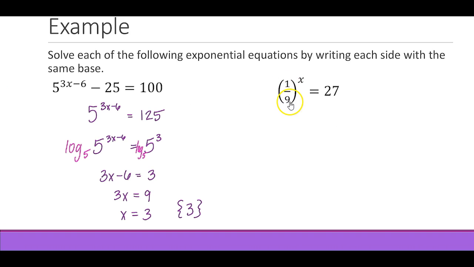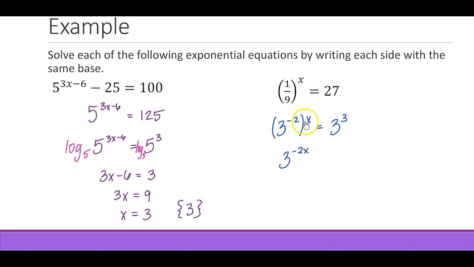Now here, 1/9, I can think about that as 1 over 3 squared. But if I bring that 3 to the numerator, it's going to be 3 to the negative 2. So this left-hand side is 3 to the negative 2, and then raised to the x. And 27 is 3 cubed. So I do have them written with the same base, because the left side is 3 to the negative 2x.